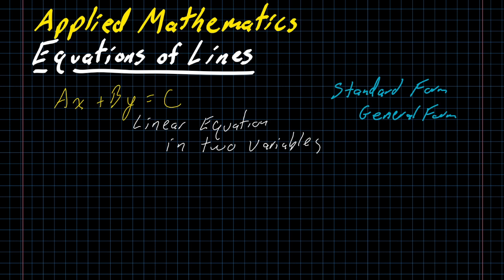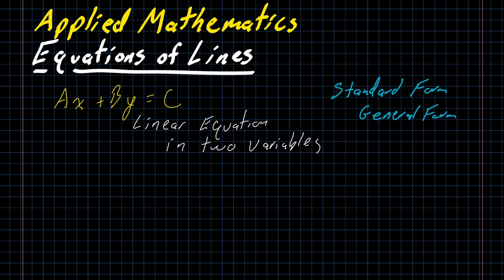This is the one that mathematicians turn to first when they are trying to describe the equation of a line, but it's really not that helpful. First of all, there's no real way of getting a single equation out of this.